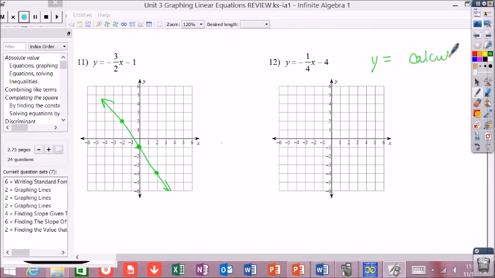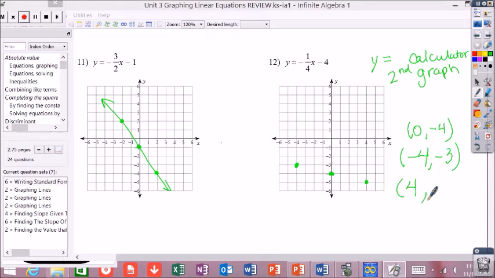I can do the same thing for this next problem. I can go to y equals on my calculator. I can press second graph and pull up a list of values, a list of ordered pairs that I can plot. Some examples would be (0, -4), (4, -5), and (-4, -3). We'll spend a lot more time next unit learning this, but I wanted to give you a sneak peek before this test.